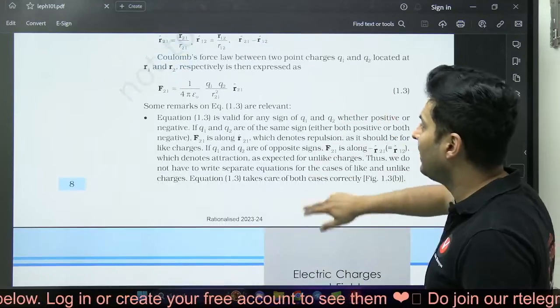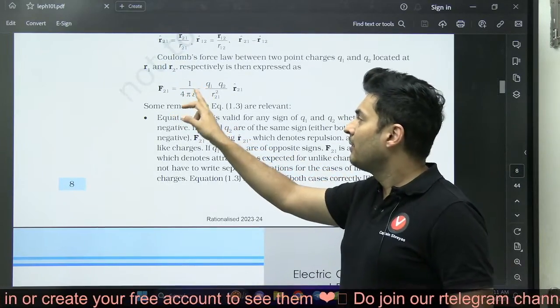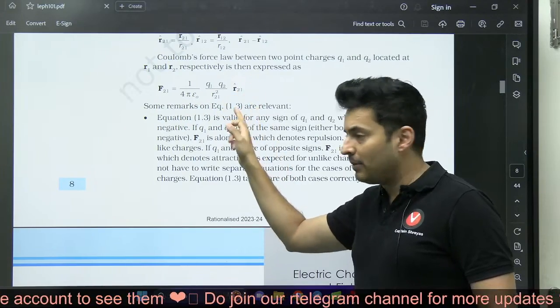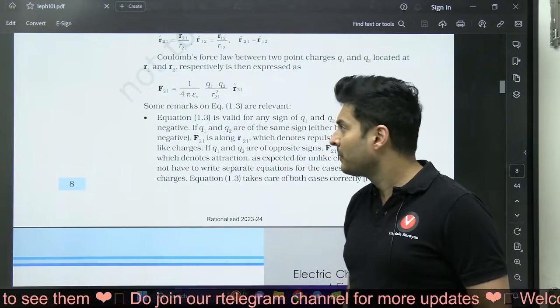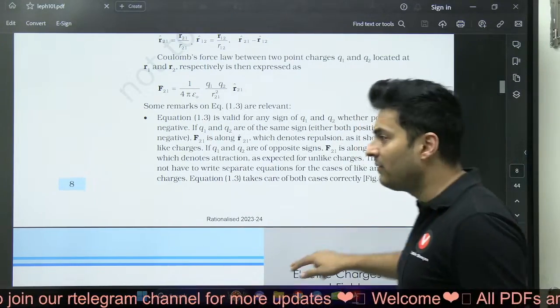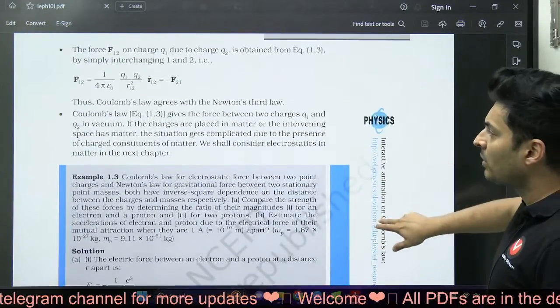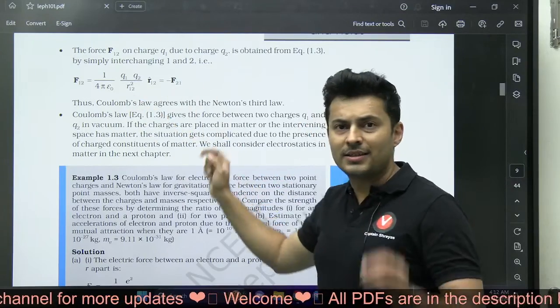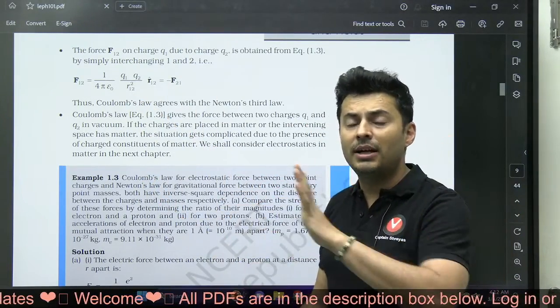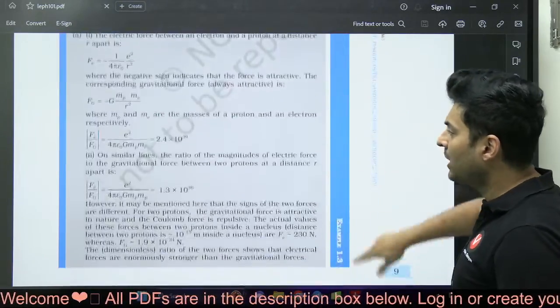You will also see the vector formula of it, which is 1 by 4 pi epsilon naught Q1 Q2 by R square into R cap. R cap is the position unit vector. Epsilon naught is the permittivity, whose value is 8.85 into 10 to the power minus 12, right? And it also follows Newton's third law. So F12 is F21. They are equal and opposite, independent of the charges, right?